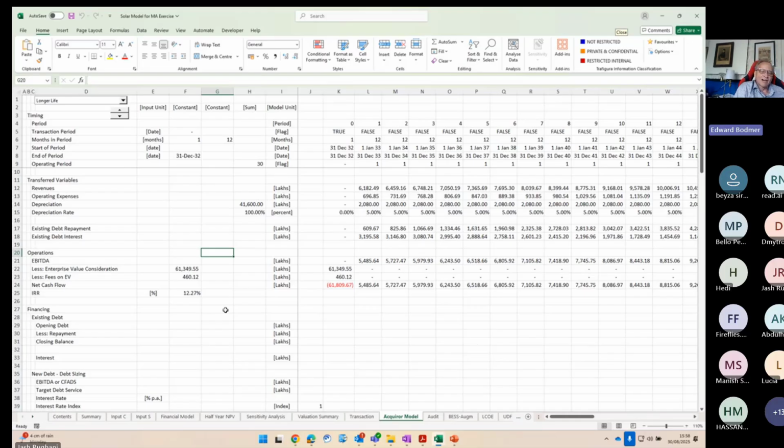We should have called that, if you're a fancy investment banker, the ungeared or unlevered pre-tax IRR, where it says IRR in line 25. Let's be a little bit careful with that one. And then what we're going to do is put in different debt structuring.